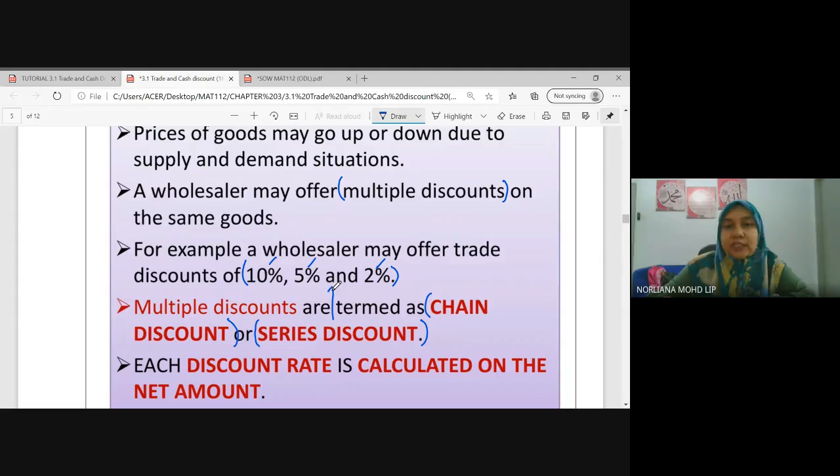Ini dia ada banyak percent of discount kan. Kita panggil sebagai series of discount ataupun chain discount. Each discount rate is calculated on the net amount. So maksudnya kat sini awak tak boleh terus tambahkan tau percentage of this discount. 10%, 5%, 2% is not 17%. Dia sebenarnya adalah less than 17%. How to calculate this total percentage of discount? We can use the single discount equivalent. Then next topic nanti kita akan tengok.